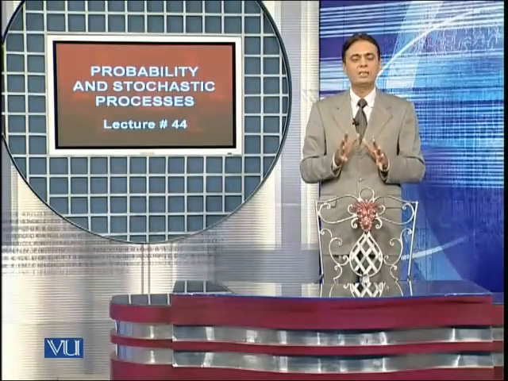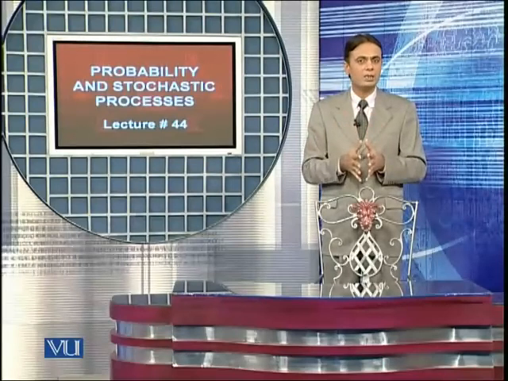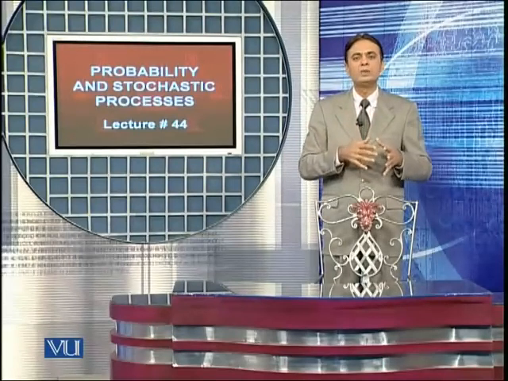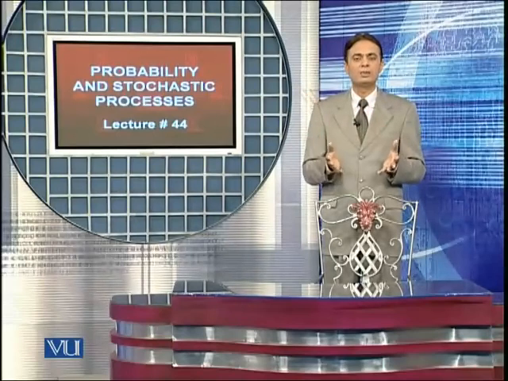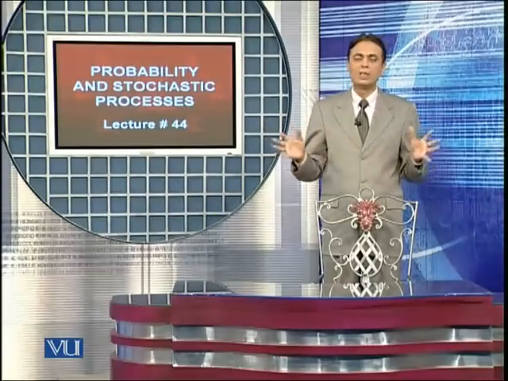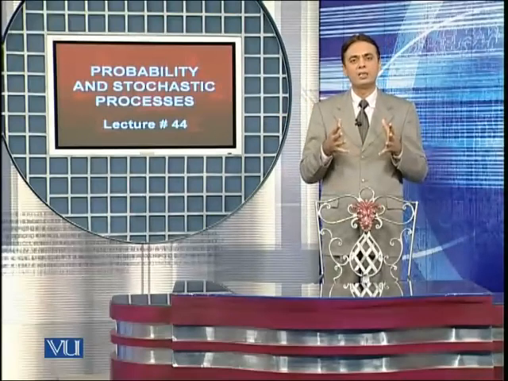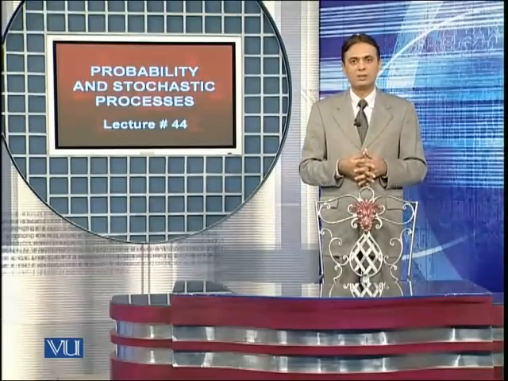I leave it as an exercise for you to actually show that if these probabilities are not exactly equal to 1 by 4, then you drift. And if these probabilities are exactly 1 by 4, 1 by 4, 1 by 4 and 1 by 4, then you do not drift, you come back again and again, and the random walk is recurrent.